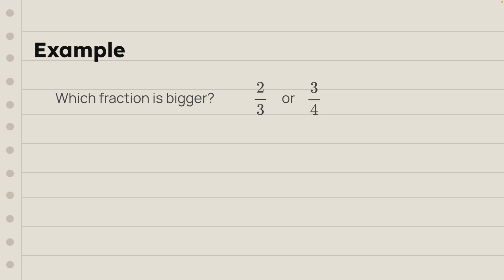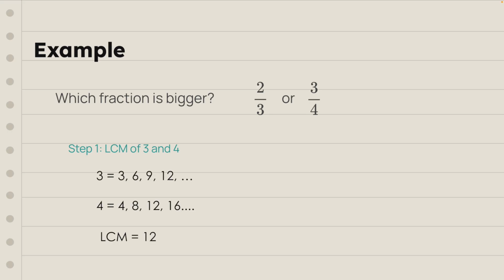So let's try this one. 2/3 or 3/4, which one is bigger? So I'm first going to find the lowest common multiple of 3 and 4. So I'm going to write out the multiples of 3, write out the multiples of 4, and I see that 12 is the first number in both lists. So I'm going to write 2/3 and 3/4 both as fractions out of 12. I'm going to give them a common denominator so that I can compare them easier.